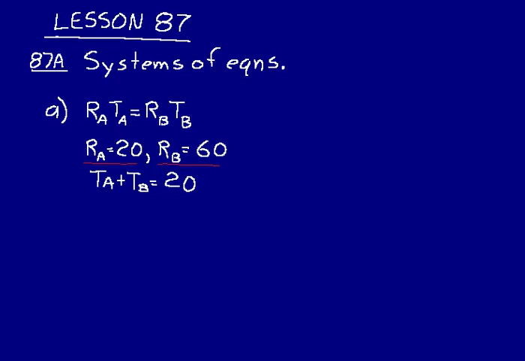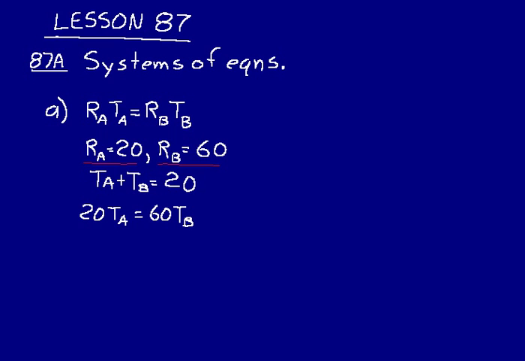Now really the only difference between this lesson and the one you did in 79 on systems is that you'll have to rearrange one of these equations first before you substitute in. So remember what I said back when we did these: you always substitute everything back into the equation that has the most variables in it. So we'll be substituting everything back into RATA equals RBTB. Let's go ahead and start. RA is 20, so we'll say 20 TA, and then RB is 60, so that'll be 60 TB.